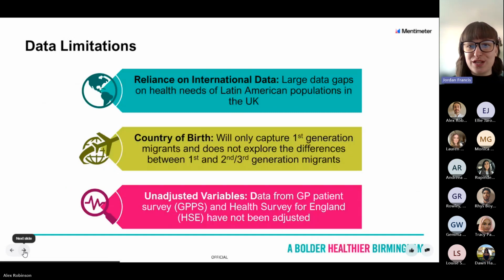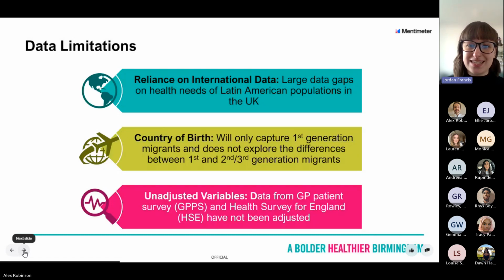First and foremost, using country of birth data is only going to give us insight into first generation migrants and doesn't explore the difference between first and second, third, fourth, etc. generation migrants, which is typically only going to be applicable to population groups that have recently migrated to the UK, which we'll see in a minute only applies to some of the Latin American population.